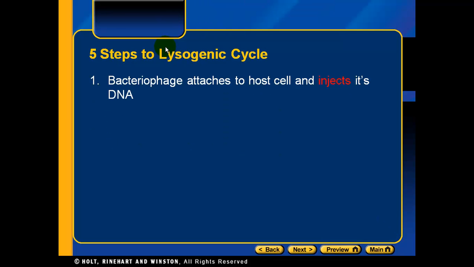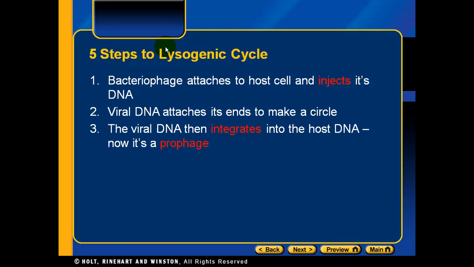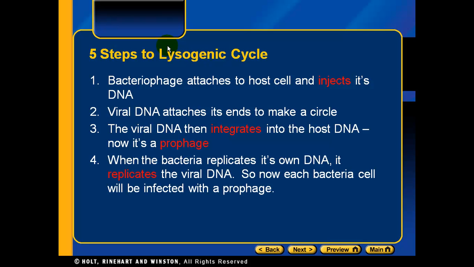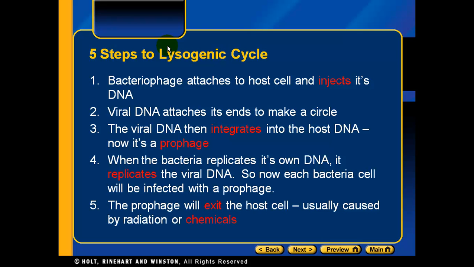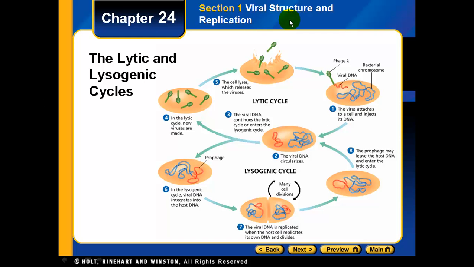Number 1, the bacteriophage attaches to the host cell and injects its DNA inside. Number 2, the viral DNA attaches its ends to make a circle, so there's nothing new yet. This is where it's different. Number 3, the viral DNA then integrates and mixes in with the host DNA, and now it has a special name. It's called the prophage. When the bacteria replicates its own DNA, it'll also be replicating the viral DNA. So now each bacterial cell will be infected with a prophage. The prophage will then exit the host cell, usually caused by radiation or chemicals.